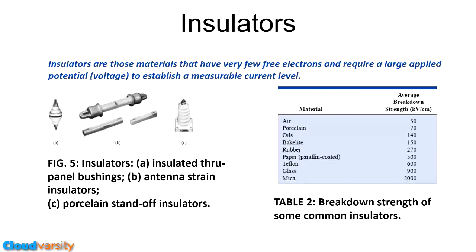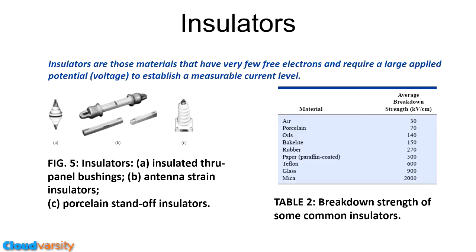Insulators are those materials that have very few free electrons and they require a large potential difference to establish a measurable current level. In an insulator, we have to apply a lot of voltage if we want current to flow. That's why they are used for safety purposes. Like, average breakdown strength is given here, meaning how much voltage is needed for a measurable amount of current to flow, a large amount of current will flow.